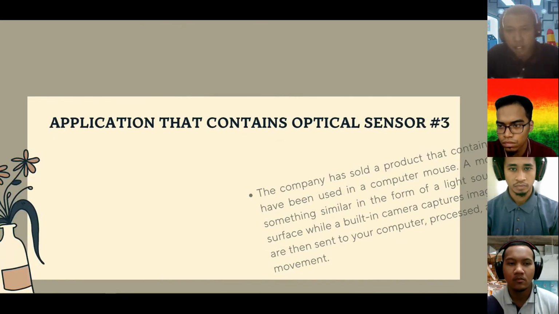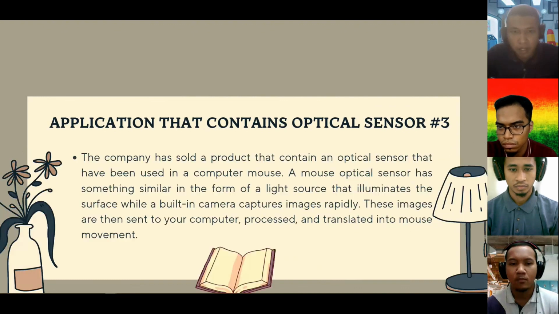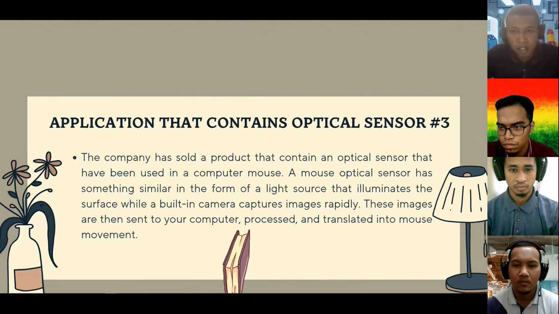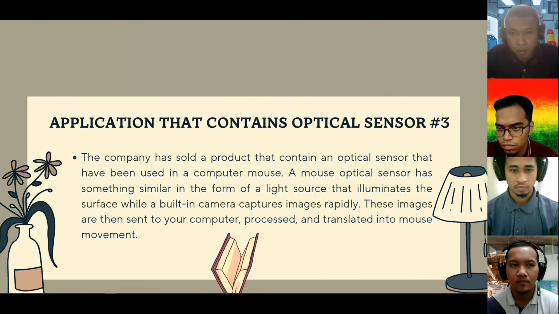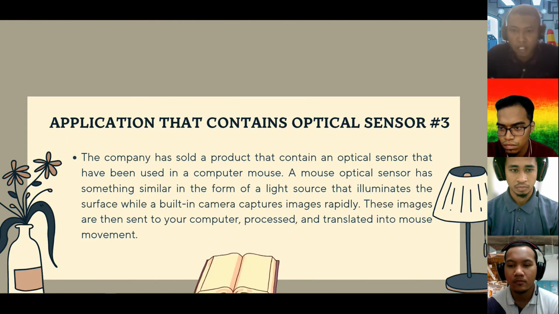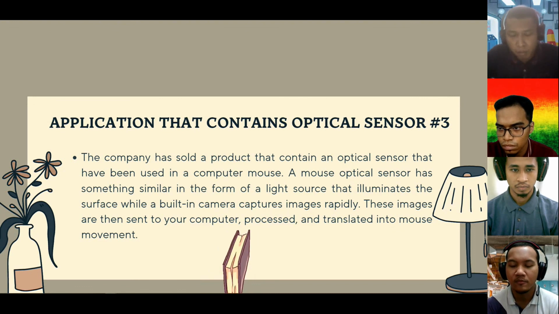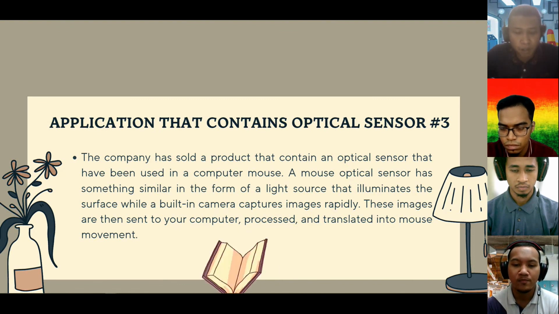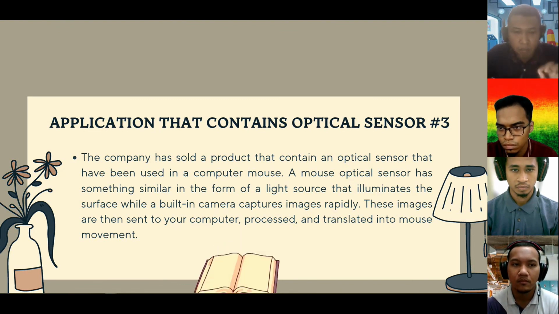For the application that contains an optical sensor, the company shows a product that contains an optic sensor similar to that used in a computer mouse. Okay, a mouse optic sensor has a light source that illuminates the surface while a camera captures images rapidly. This image is then sent to your computer processor and translated into mouse movement. The mouse movement we also call a mouse cursor. For example, when we move the mouse up, the mouse cursor also moves up.